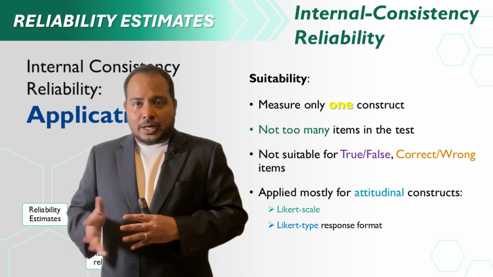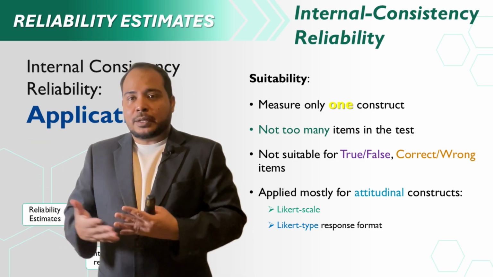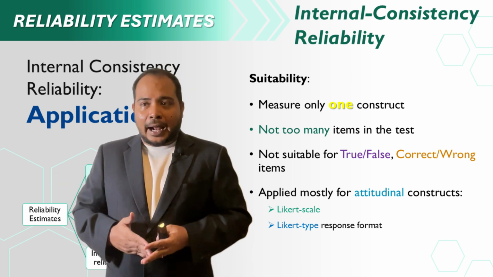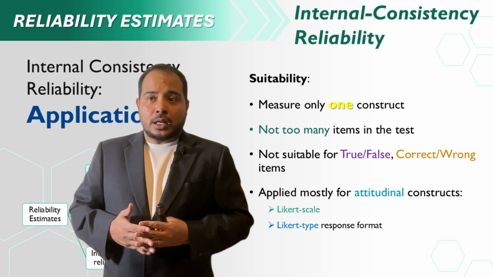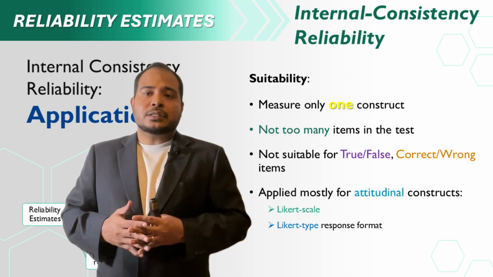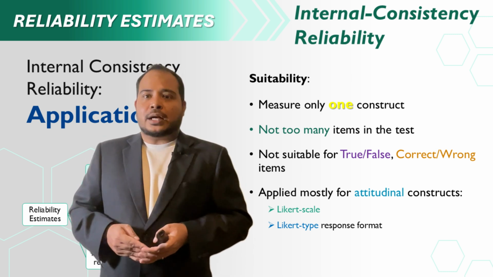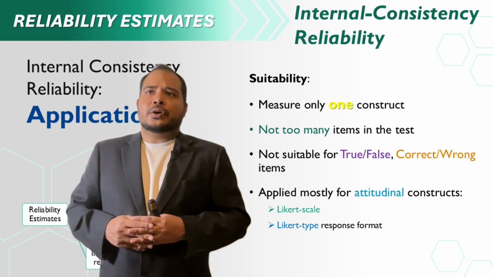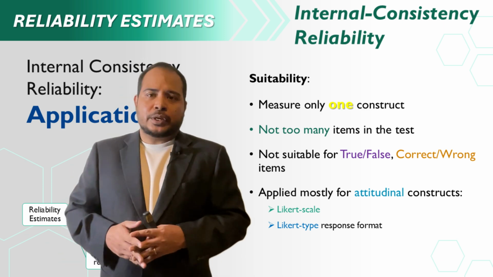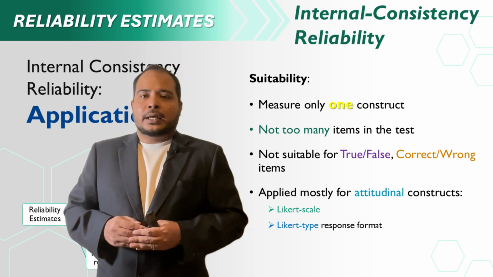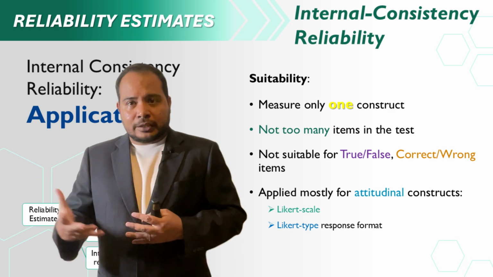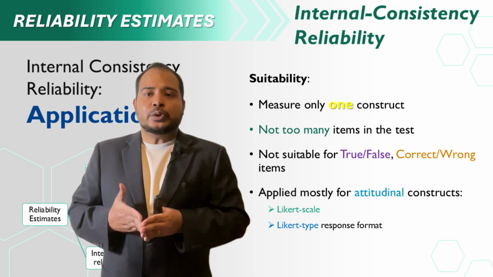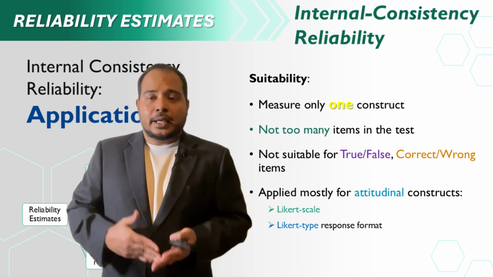So what are the suitable types of tests for which we can use internal consistency reliability to estimate the reliability of the construct? It is mostly applied to attitudinal constructs, motivational constructs, anything related to your preference, your tendency to perform in certain ways or to like certain ways. Here, how can you identify whether this is suitable or not? You can also look at the types of response format that they use.